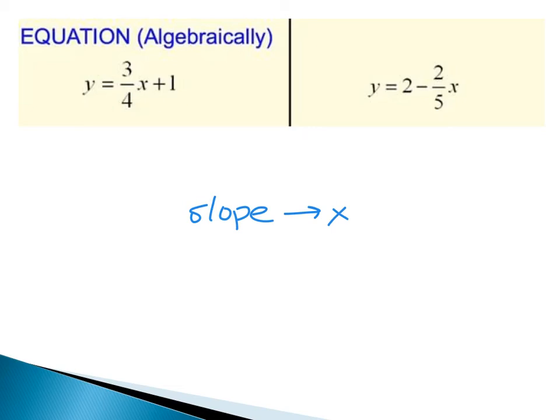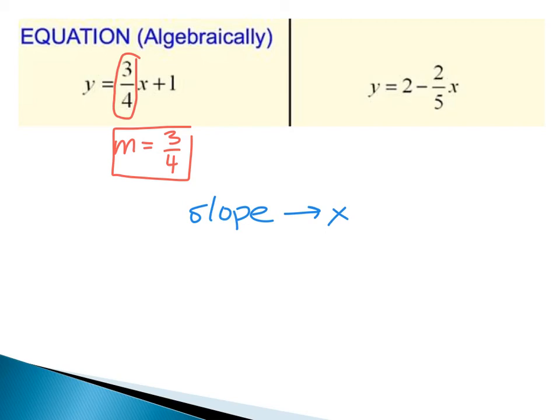So I have two numbers here, 3 over 4 and then 1. To recognize which one's the slope, I'm going to look at which one's paired with the x. So 3 over 4 is the one that's paired with the x. That means in this equation, the slope of this line is represented by 3 over 4. Simple as that.